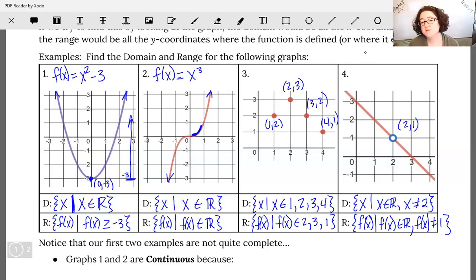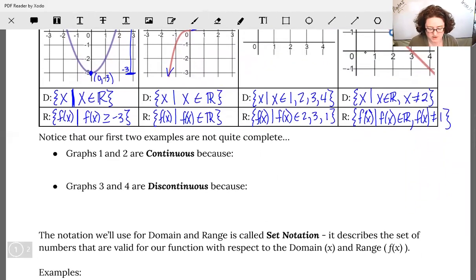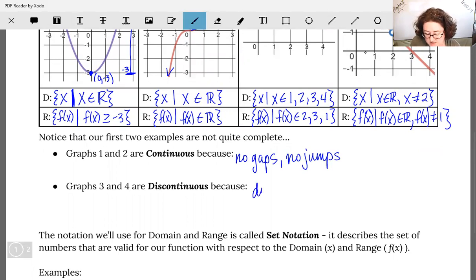And we're actually going to look at graphs throughout the year that do have holes or other discontinuities. That's going to be an important thing to note. And we do have some of those happening in our parent functions. So real quick before we look at those, just to define what it means when I'm using these words continuous and discontinuous. Graphs 1 and 2 are continuous. They're nice and even. They have no gaps and no jumps. They have a nice smooth curve from beginning to end. But 3 and 4 are discontinuous because they have jumps. They have discrete points.